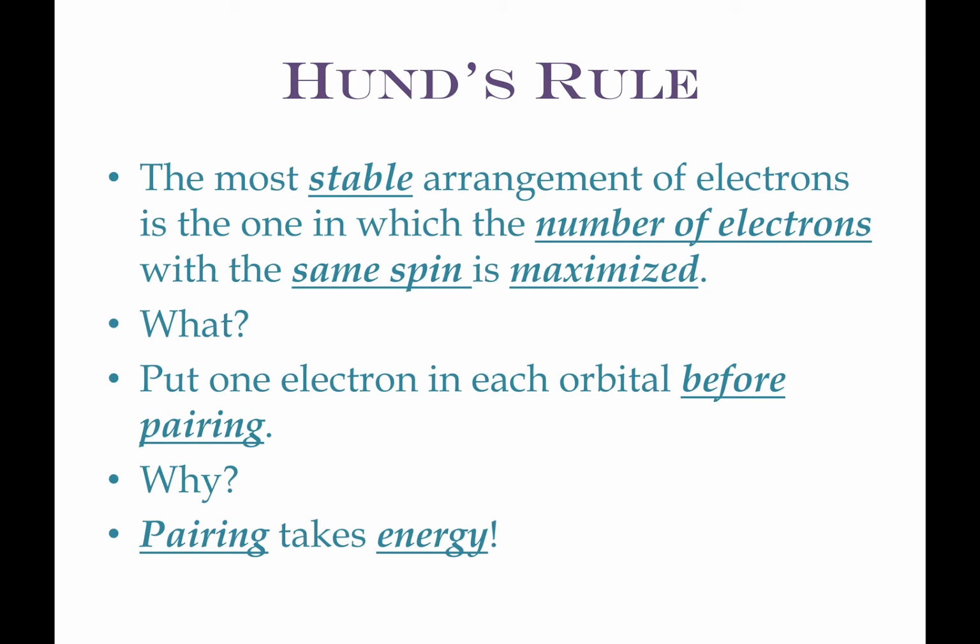Hund's rule. Okay, I'm just going to read it to you for a second. The most stable arrangement of electrons is the one in which the number of electrons with the same spin is maximized. Great. What does that mean? It means when I have degenerate orbitals like this 2p, when I put electrons in them, I have a choice. I could put them up, I could put them down, I could mix it. But Hund's rule says, no, we don't mix it. Hund's rule says they're more stable when they're all facing the same direction. Now they can be all up or all down, but no matter what we do, they all have to be facing the same direction before we come back and pair them.